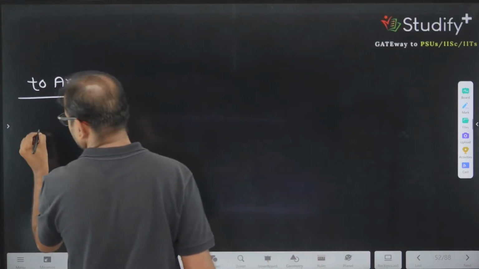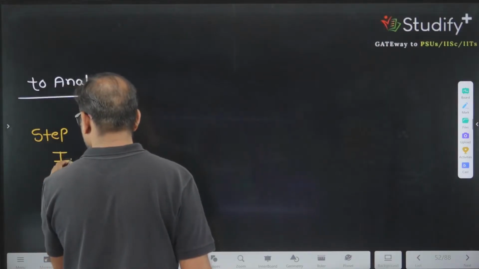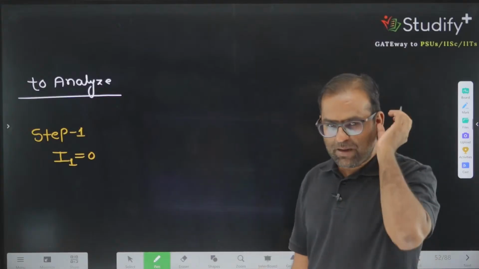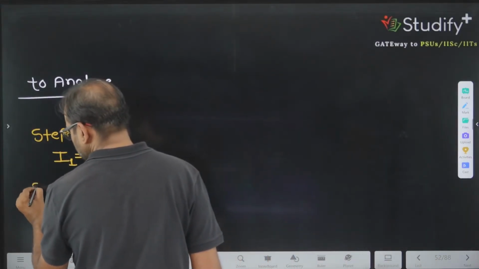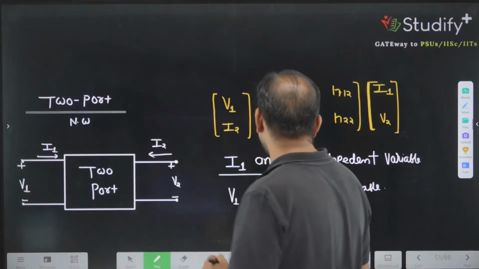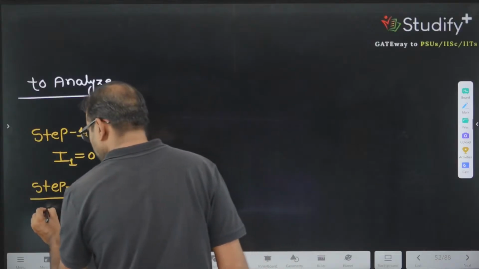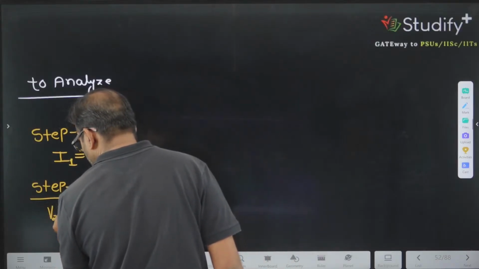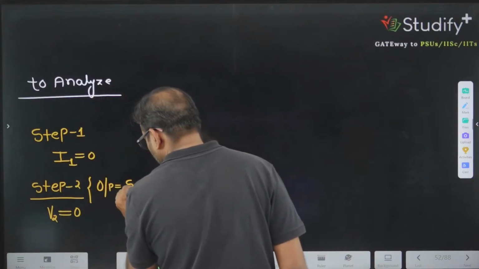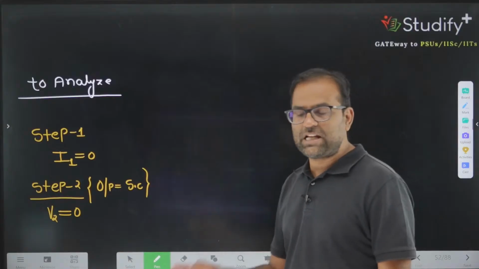Step number 1: make I1 equal to 0, or you can say you are replacing your input by an open circuit. And what is step number 2? Step number 2 is, in the V1, I2, I1, V2 form, making V2 equal to 0, and V2 equal to 0 means the output port is equivalent to a short circuit. These two steps we have to perform to calculate all the H parameters.